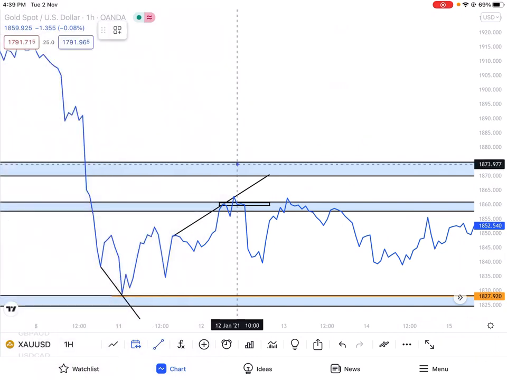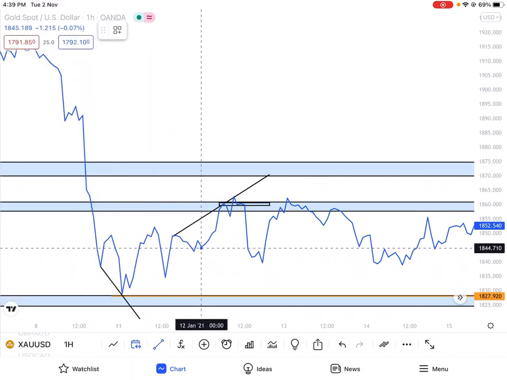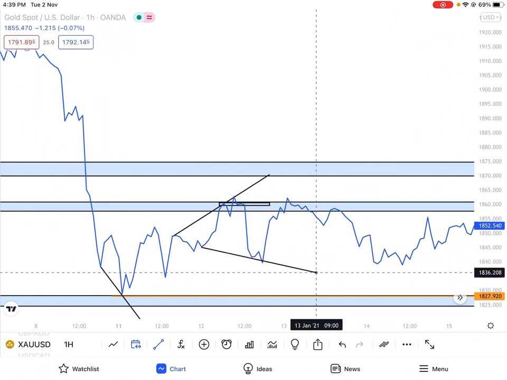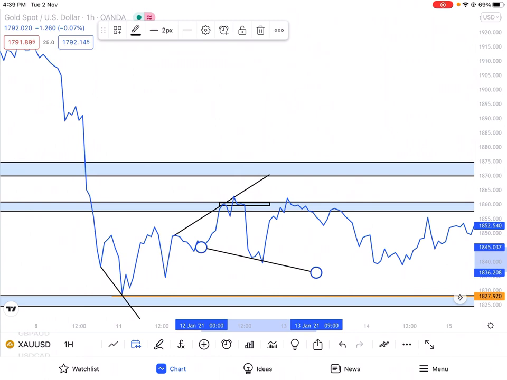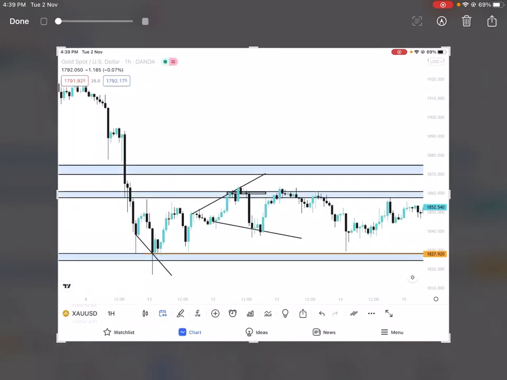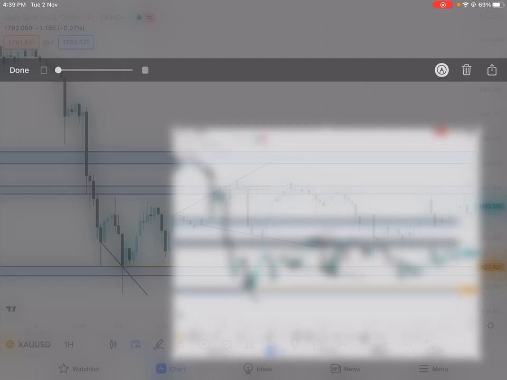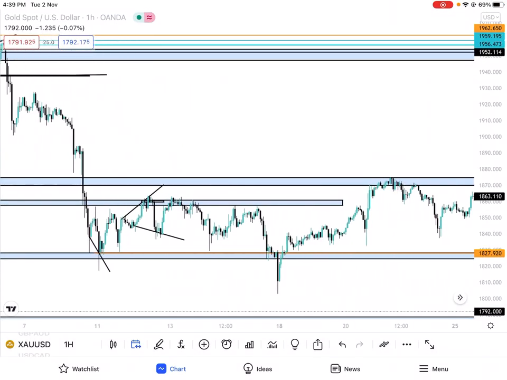Then when the price once again comes back to the support, we have a trend line, an auto trend line. See, first point, second point, third point. So the same thing repeating.